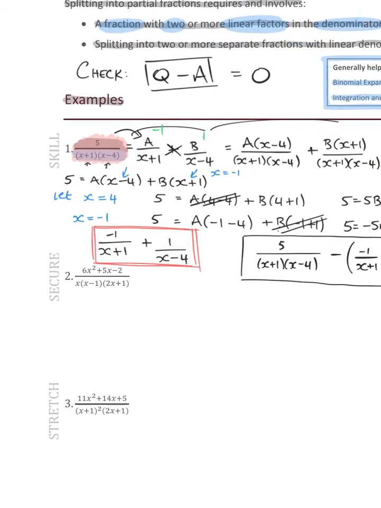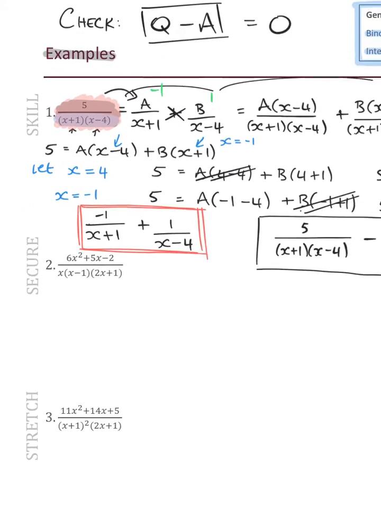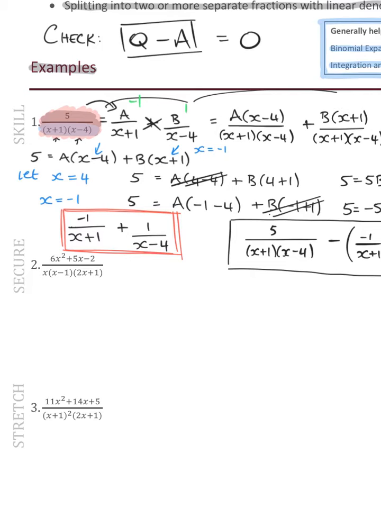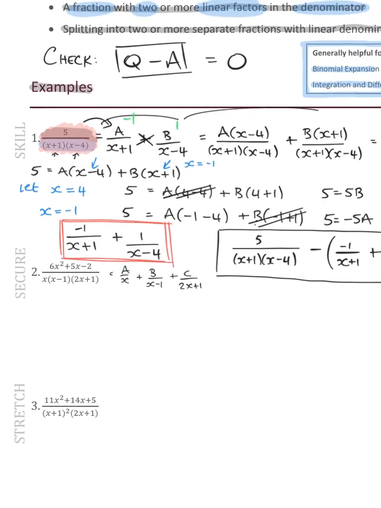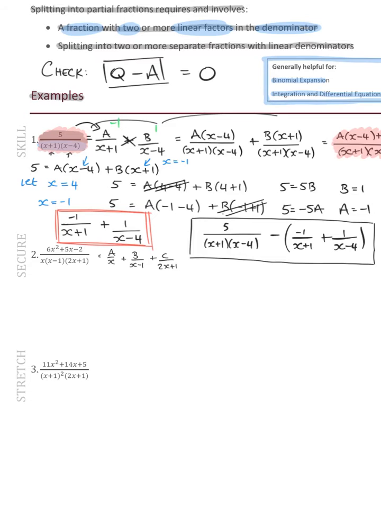Okay, next we are going to do question 2. So question 2, we have here 3 linear factors. So this means it's going to be a over x plus b over x minus 1 plus c over 2x plus 1. And working through that process like I did before. Hang on, let me just clear this away because we've done all that now. That was our check.